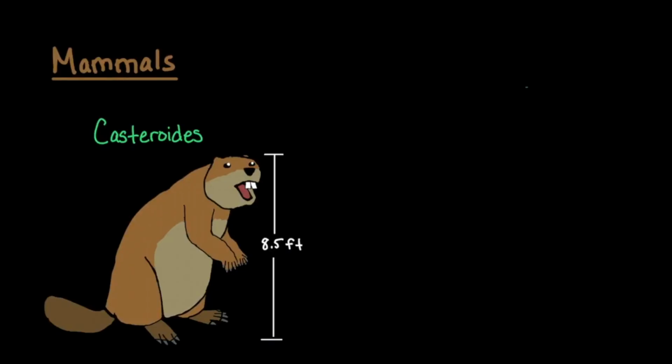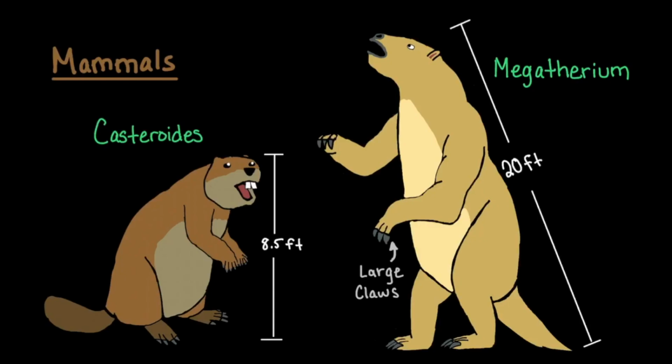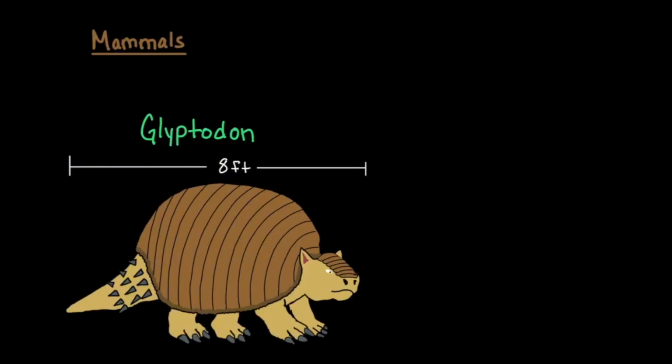Megatherium was a giant sloth that was around 20 feet long. It weighed 4.4 tons and lived in South America. It had large claws for defense and for grasping branches. Glyptodon was a giant armadillo that was over 8 feet long. It weighed 1 ton. It lived in what is now South America and southern North America.